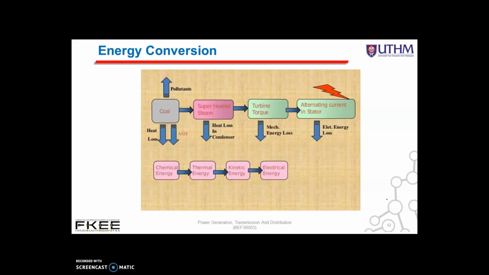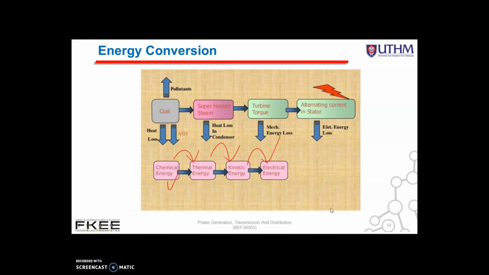Okay, so this is the energy conversion that is involved in coal-fired power stations. The energy conversions that take place in a coal-fired power plant are as follows. First is the chemical potential energy in the form of coal, which goes to heat energy or thermal energy, then to kinetic energy or mechanical energy from the turbine, and finally to the electrical energy, which produces the alternating current in the stator.